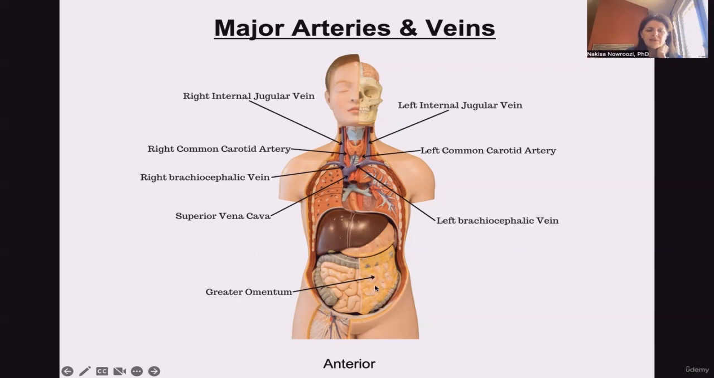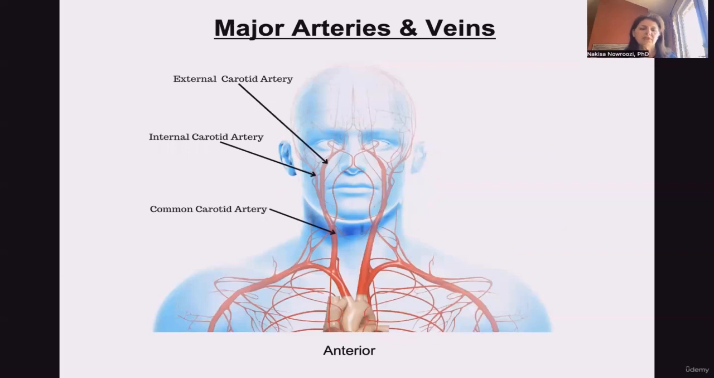And here, the greater omentum is this connective tissue sheet. It's a covering that holds the internal structure of the abdomen in place. It's called the greater omentum, part of the digestive system. This is looking at the anterior view of the major arteries and veins, and the greater omentum was there, so I just decided to show it to you.